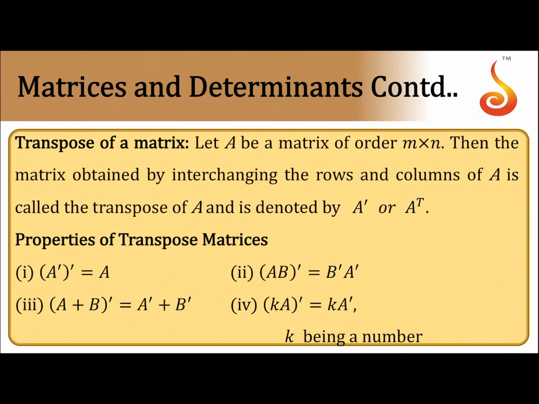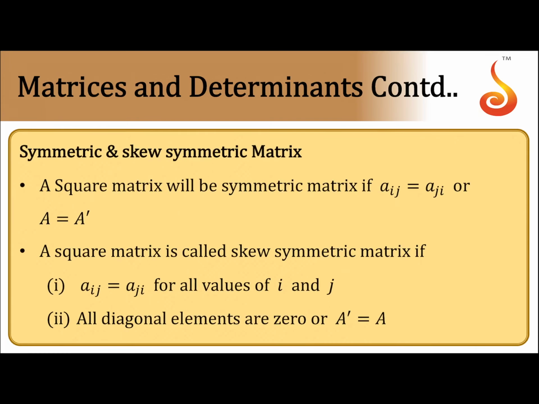And let's come to the transpose of a matrix. The transpose is a matrix obtained by interchanging rows and columns. Its properties are given as: A transpose, whole transpose is A; AB whole transpose is B transpose A transpose; A plus B whole transpose is A transpose plus B transpose; and the other one. Clear?